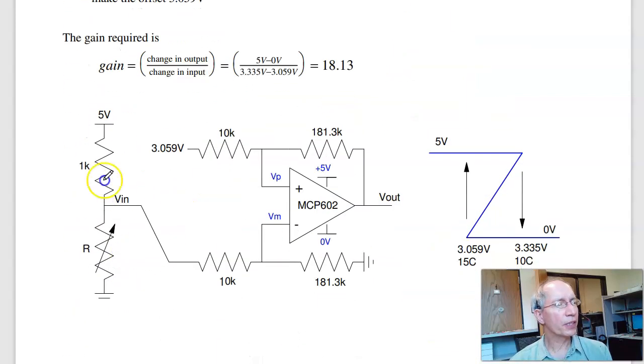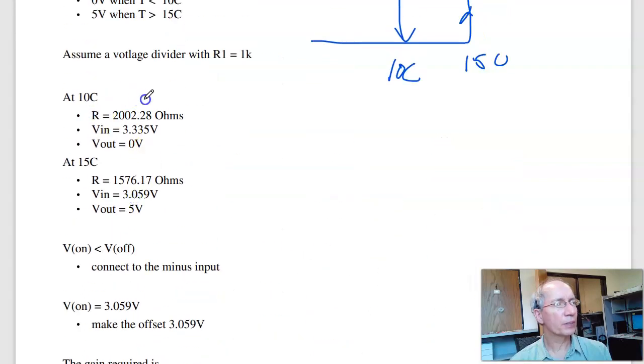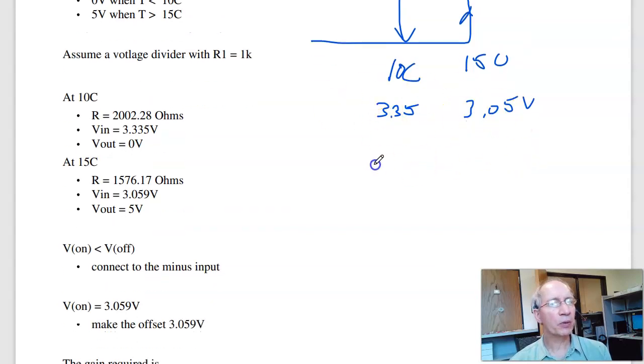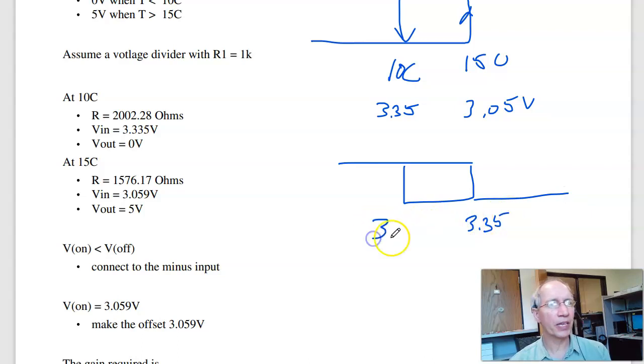Again, I'll assume a voltage divider, a 1K resistor, and R. First find the voltages at 10 and 15 Celsius. So at 10 Celsius, R is 2002 ohms. My voltage division, 3.335 volts. So that's right here, 3.335. At 15 Celsius is 1576 ohms, or 3.05 volts. And what I like doing is the circuit really cares about voltage, not temperature. What this one really looks like is this. I put the voltages increasing as I go to the right, since it just makes me confused when it doesn't do that.